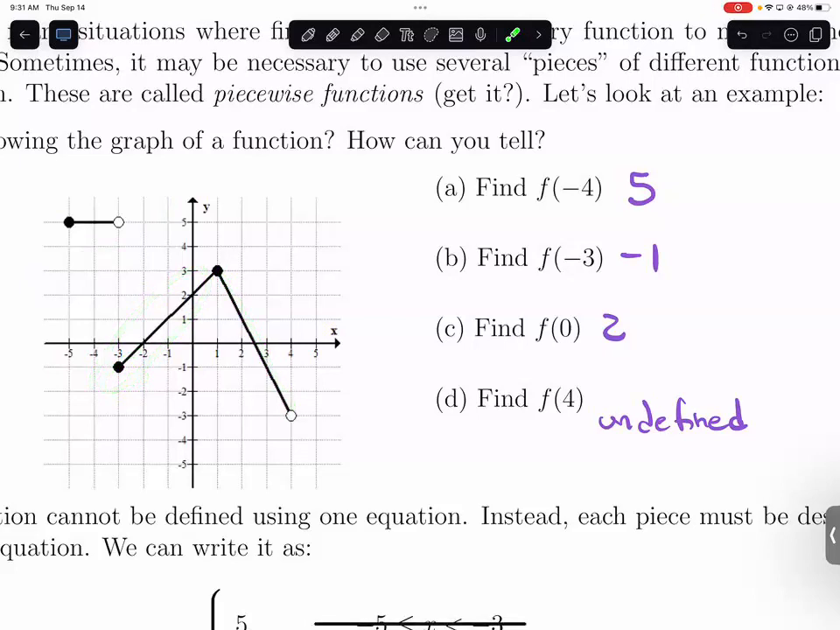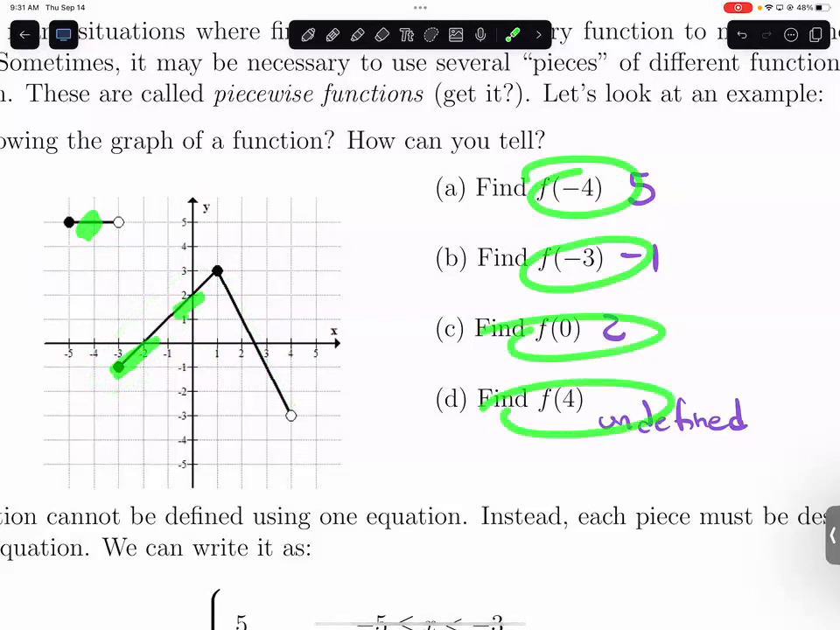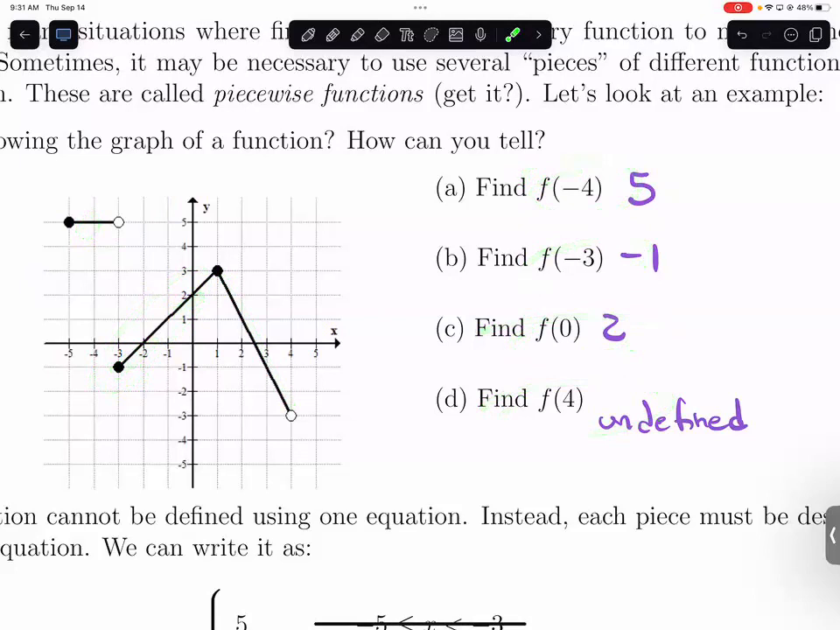So this is a piecewise defined function in 3 pieces, which again just means you look at a different piece based on where you are, right? And we did that in doing this evaluation. Here, I looked at this one. Here, I looked at this one. Here, I looked at this one. Here, I looked at, well, nothing, because nothing was defining it, right?